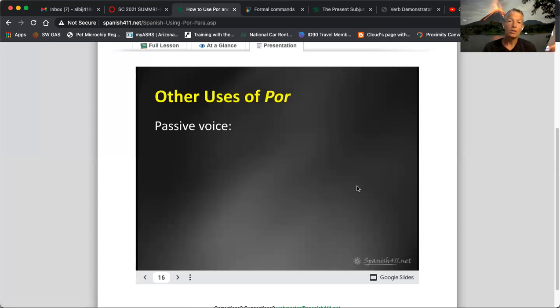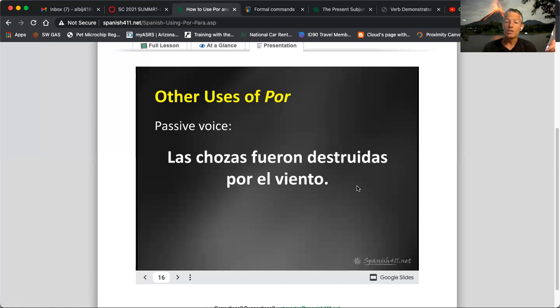Other uses of por, you can use por in the passive voice. Las chozas fueron destruidas por el viento. The little houses or little huts were destroyed by the wind. Okay, this is a structure that you're going to learn in a little more advanced Spanish, but when something is done by something, we use the word por.